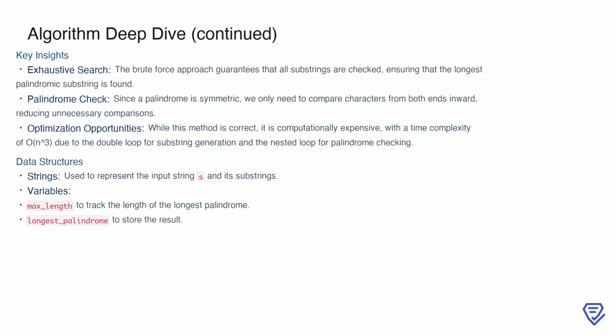The time complexity is proportional to the cube of the input size, or O(n³), because we first generate all substrings using nested loops, and then perform a nested loop within each substring to check for symmetry. As for the data structures used, we primarily rely on strings to represent both the input and substrings, along with simple variables like max_length and longest_palindrome to keep track of the results. Although correct, this method highlights opportunities for optimization, especially in reducing the number of redundant substring checks.